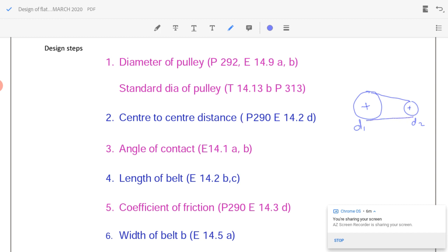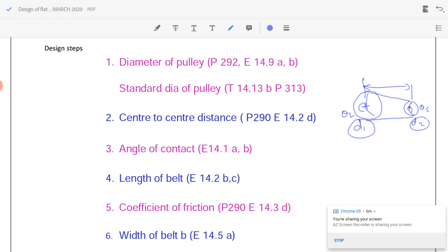So we have to find all those dimensions: diameter of the larger pulley, diameter of the smaller pulley, center to center distance, angle of contact for the larger pulley theta L, and for the smaller pulley that is theta S, angle of contact between the belt and the pulley.